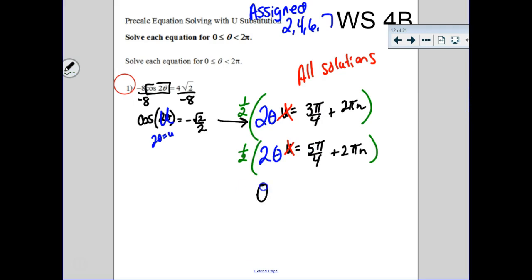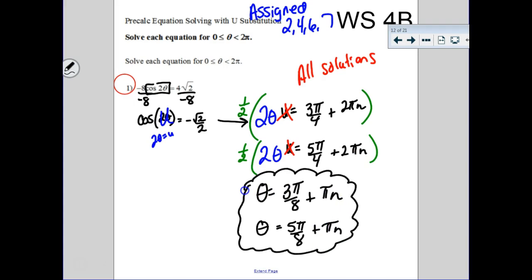So this top one gives you theta equals 3 pi over 8 plus pi n. And then this bottom one's going to give you, oh boy, 5 pi over 8 plus pi n. So this is great. And if the question says find all solutions, I'd be like, here you go, and then I'd walk away. But what did the question say? It said find solutions between 0 and 2 pi. So now I got to back up and actually answer the question.